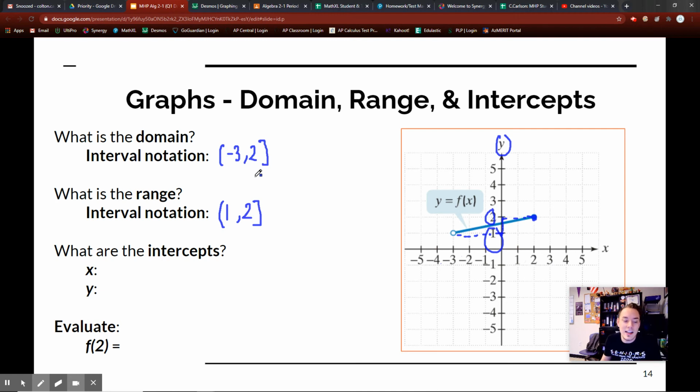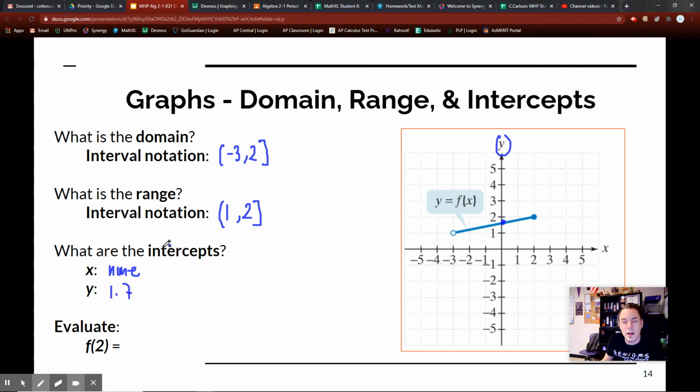Does it have any x-intercept? Actually, no, so we're just going to put none. It doesn't intercept the x-axis at all, but it does intercept the y-axis. It intercepts the y-axis right here. Where do you think that is? Probably like 1.5, maybe 1.7, something like that. So I'll probably just do 1.7.